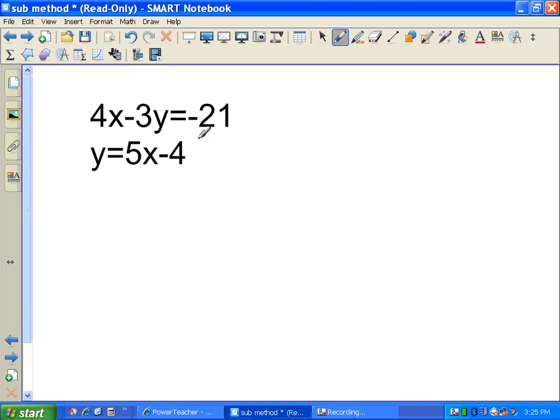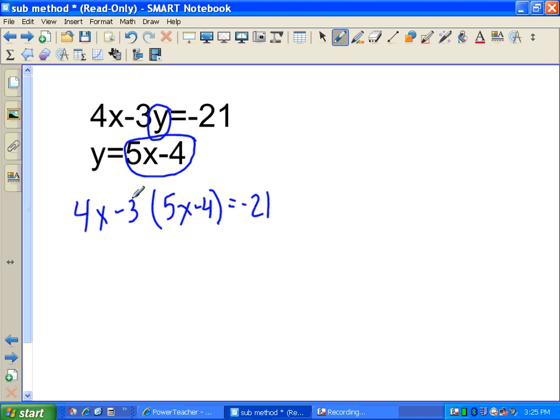Last example, like this, if we have y equals 5x minus 4, we can replace or substitute this y with what y is equal to. So we're going to have 4x minus 3, insert the 5x minus 4, equal to negative 21. Distributive property, 4x. Careful with the negative. Negative 3 times 5 is negative 15. Negative 3 times negative 4 is positive 12.